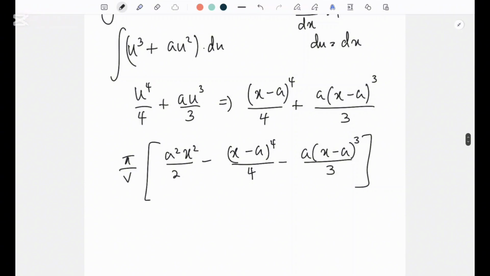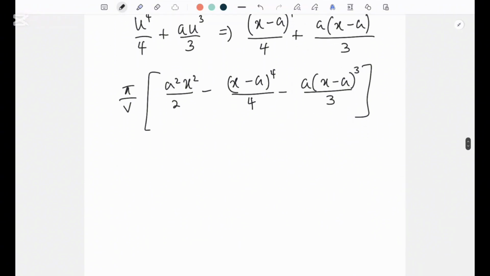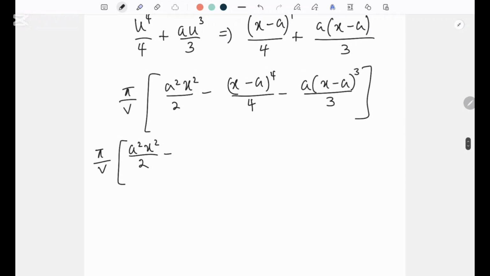So apart from that, let's solve this question. We have more to solve in this. We just have to find this, and then we can find the center of mass. So we can leave pi over v aside. So a squared into x squared over 2 minus. So I'm going to do the same thing now. So x minus a. Oh, wait a minute. Let's put in the substitutions first. So from 0 to h, right?